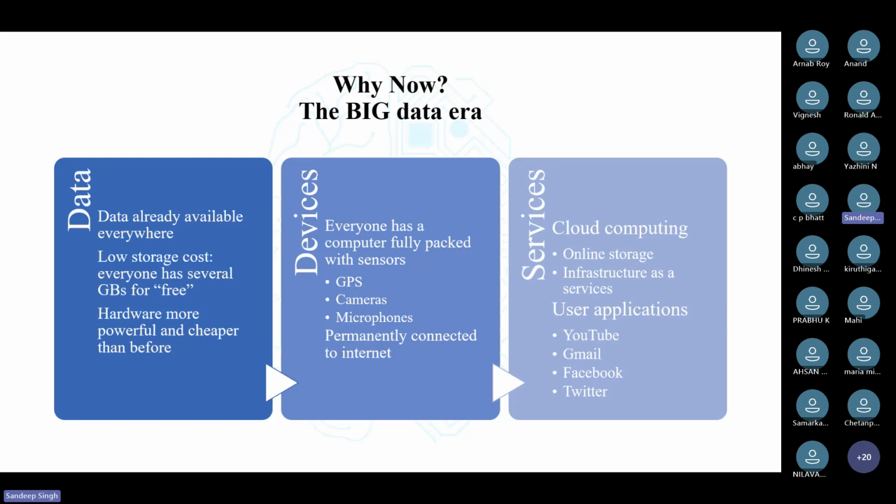Second, we require devices. Many of us have fully packed sensors. We have GPUs, and we have phones permanently connected to the internet, so we can do anything on the cloud. And last is services: cloud computing, online storage, infrastructure, many applications. So in this era, we have everything required to train, implement, and use machine learning and artificial intelligence for any specific task.